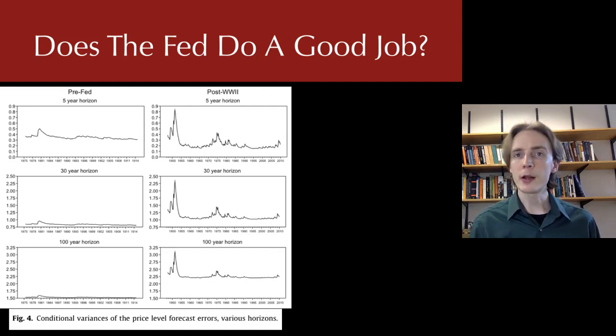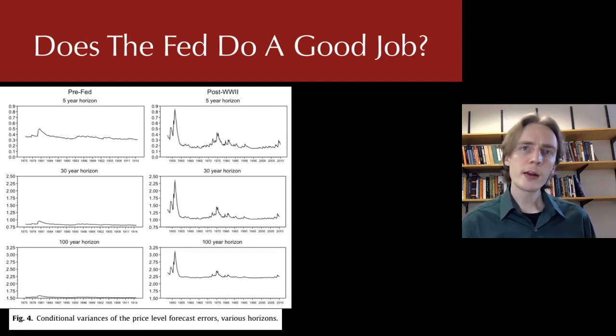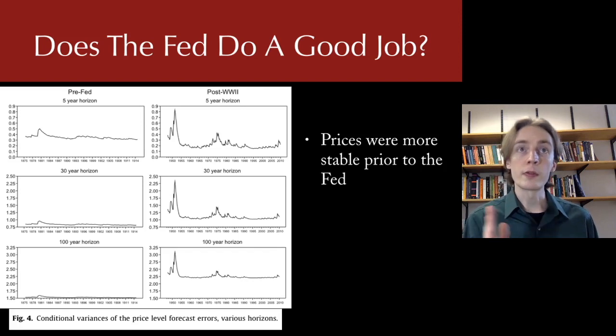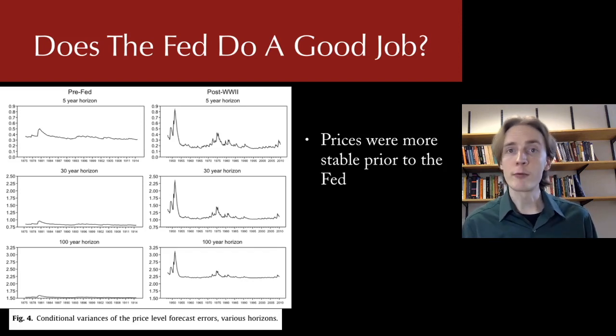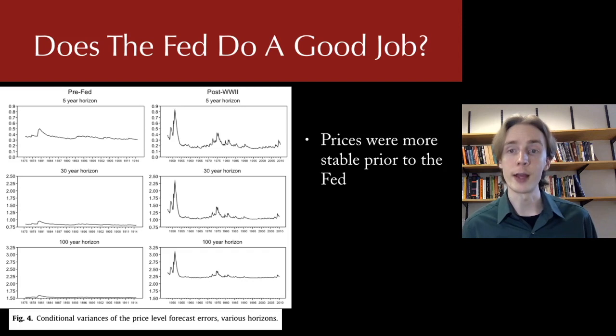Right? If the volume of spending is unstable, prices are going to need to rise and then fall and then rise and then fall. Whereas if the volume of spending is relatively stable, prices are going to be relatively stable as well. And what this shows us is that prices were more stable prior to the Fed. Right? This diagram shows us on the left price forecasts on average on a 5, 30, and 100-year horizon prior to the Fed. And then on the right-hand side, it shows us price forecasts on average on a 5, 30, and 100-year horizon after the Fed.